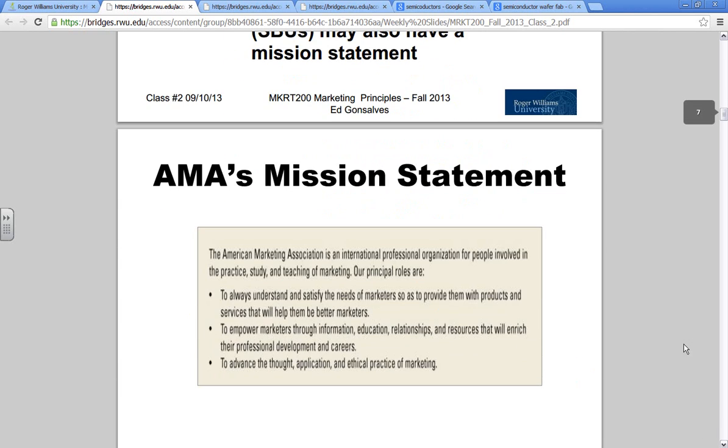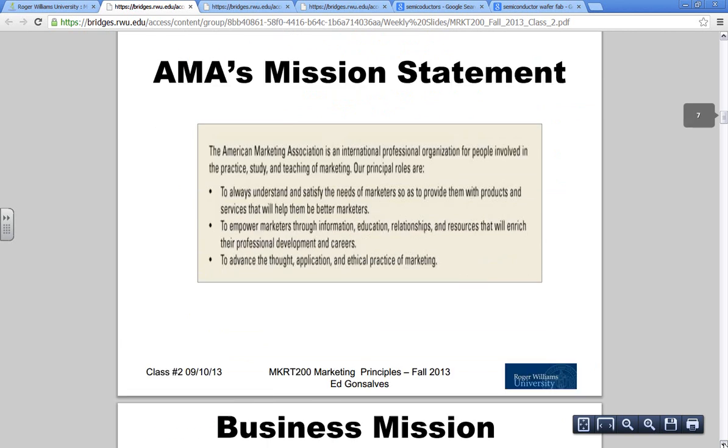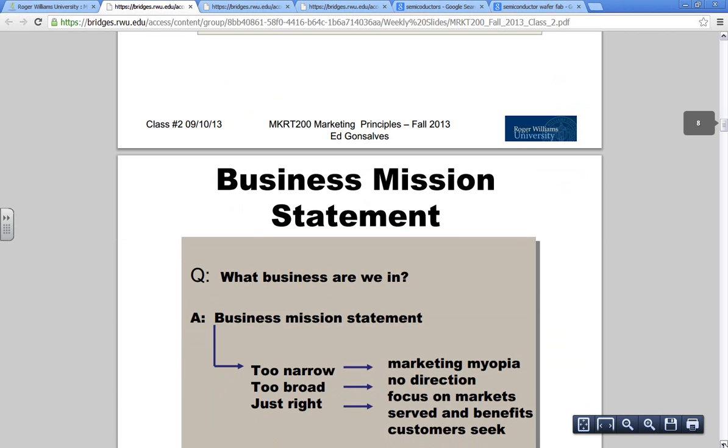This is the mission statement for the American Marketing Association. If you were to go to their website, this was just pulled right off of there. That's what they're all about and what they're trying to do. Based on that, there should be some products or services they offer in line with that.